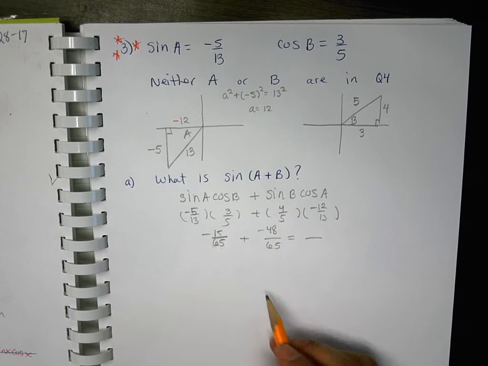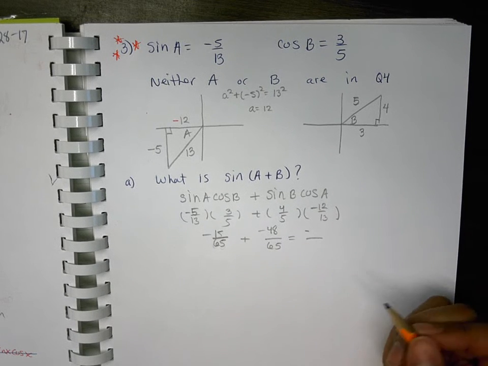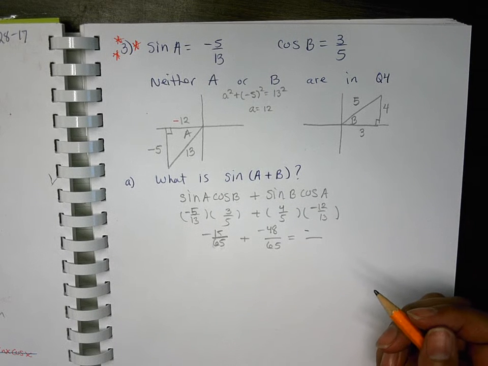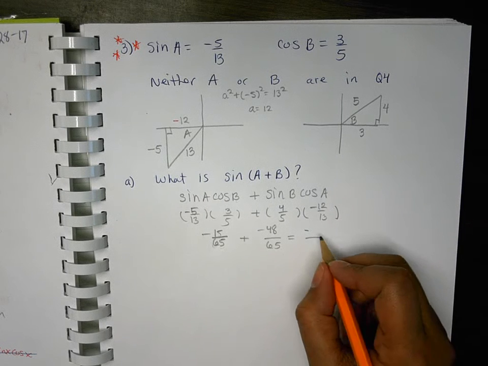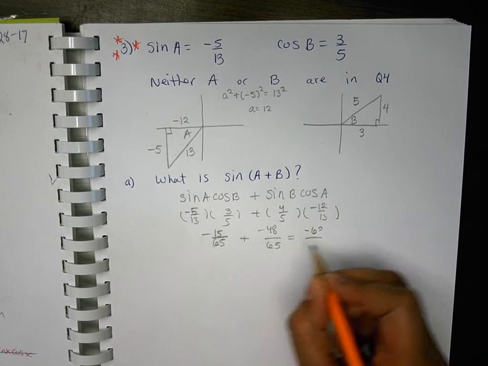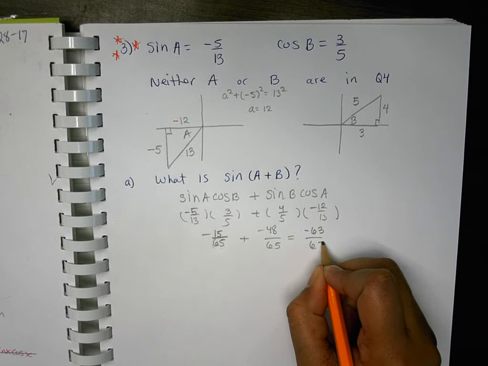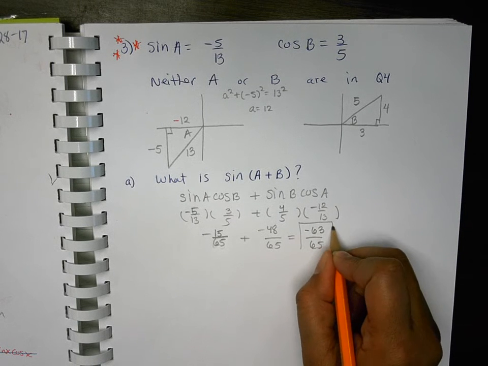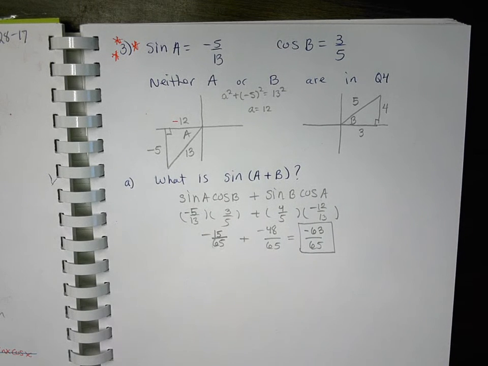All right, negative what? Once we add, 63 over 65, and reduce if possible, since it does not reduce, 63 over 65. Got it? Questions? Okay.